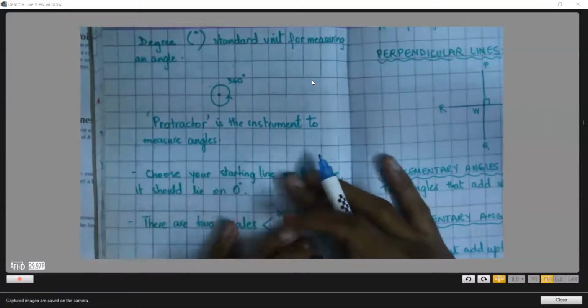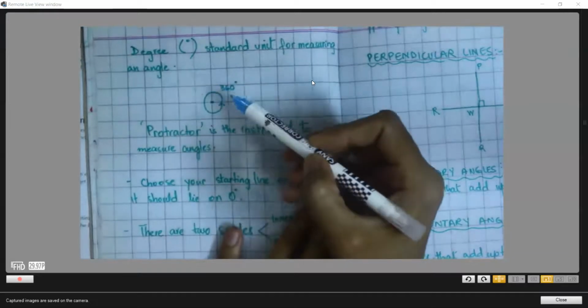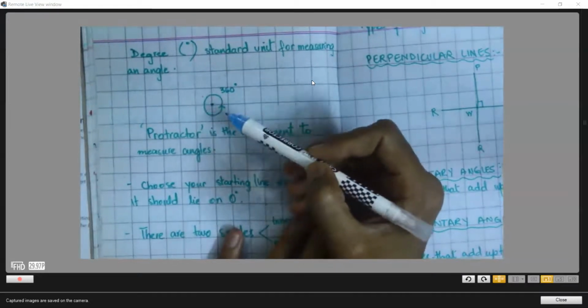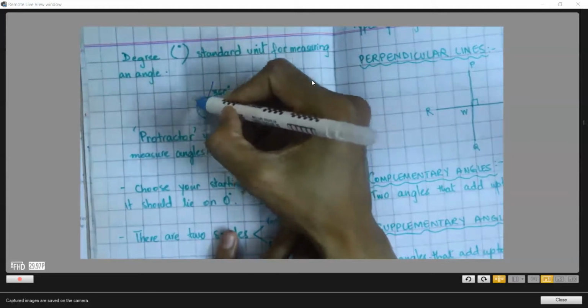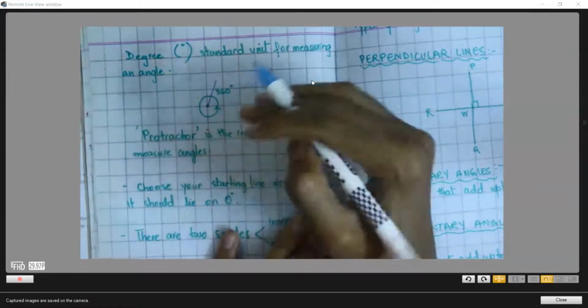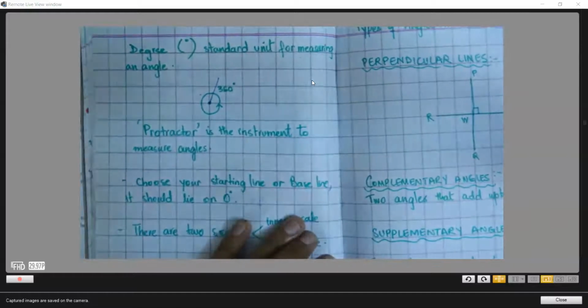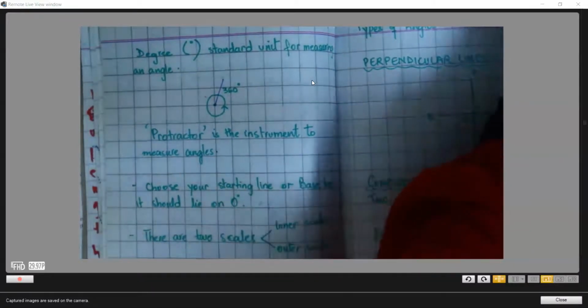Now, in total, we have 360 degrees around a point. Like we have divided the space around the point into 360 parts.